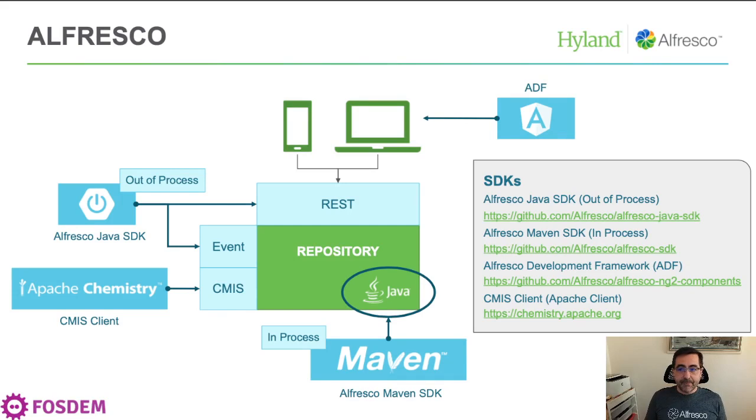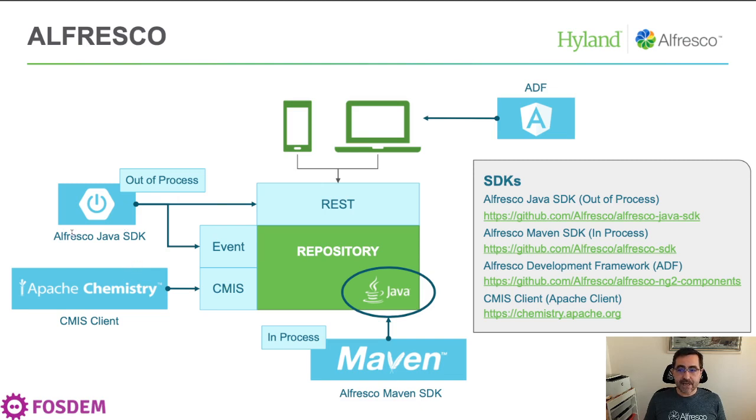Alfresco platform provides different extension frameworks. The Alfresco SDKs expose repository services via REST, events, and CMIS protocols. These kind of SDKs are used for integration from external applications, so you may choose your way according to your requirement.